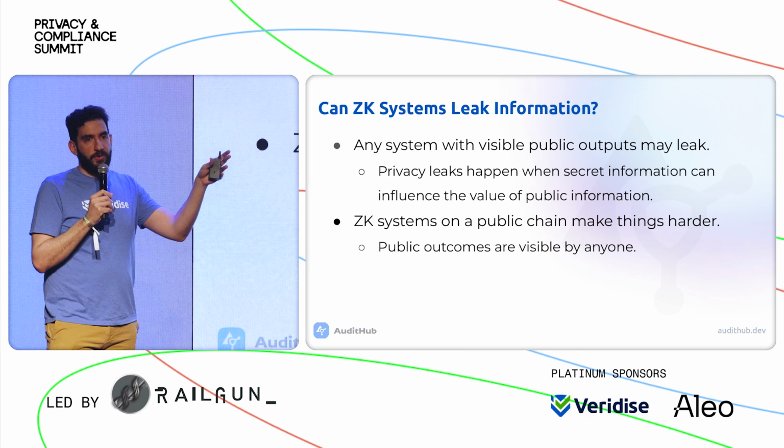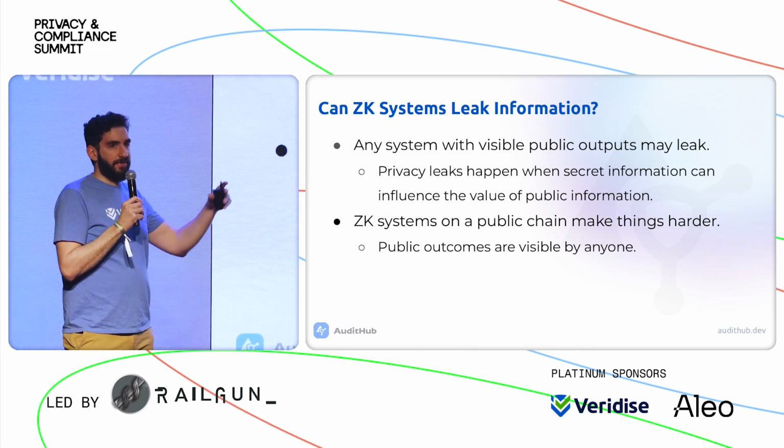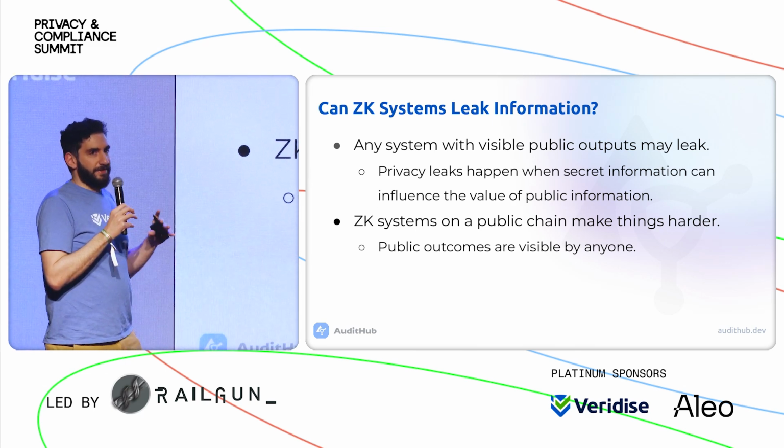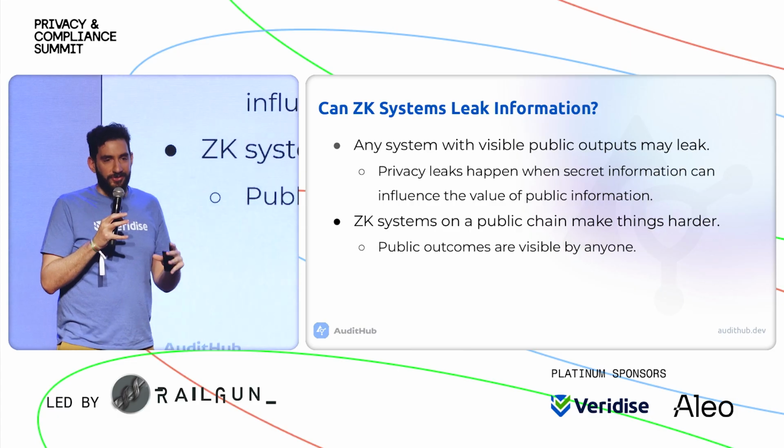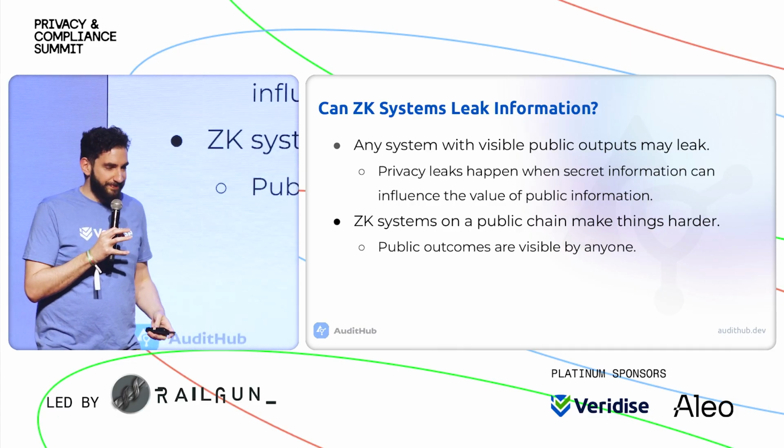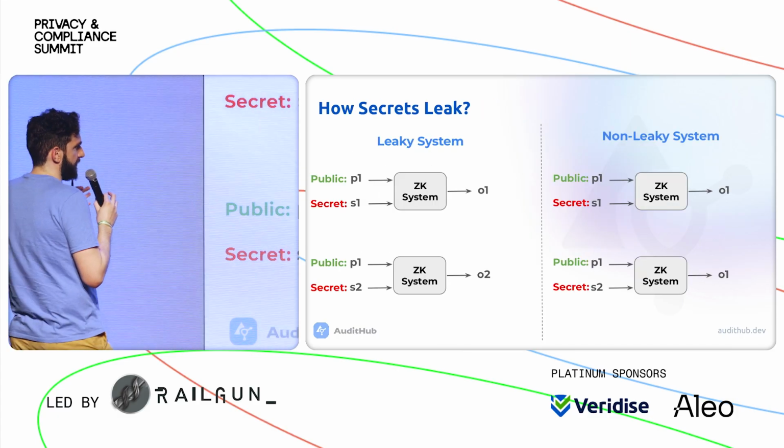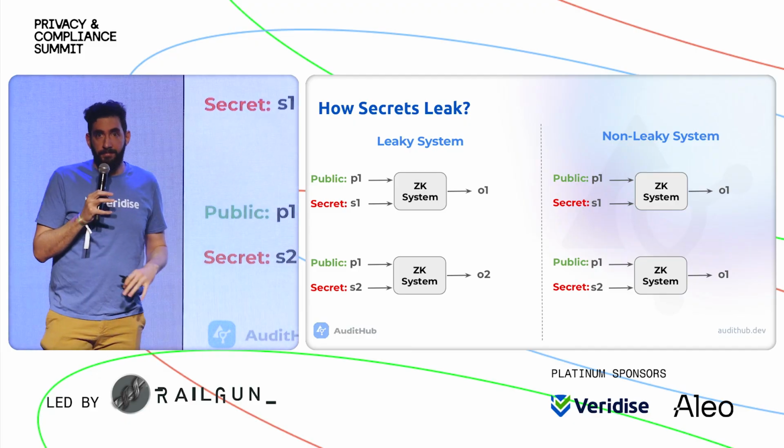And when we talk about blockchain, this kind of ups the ante a bit, because information on blockchains is really public. So what does it mean for a system to be leaky?